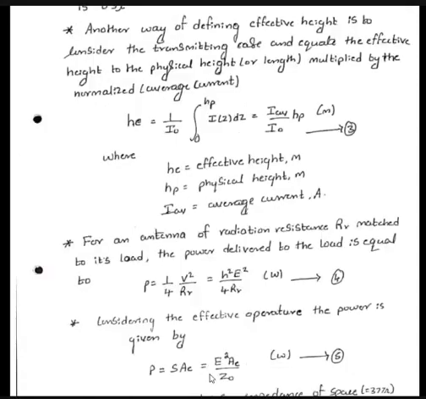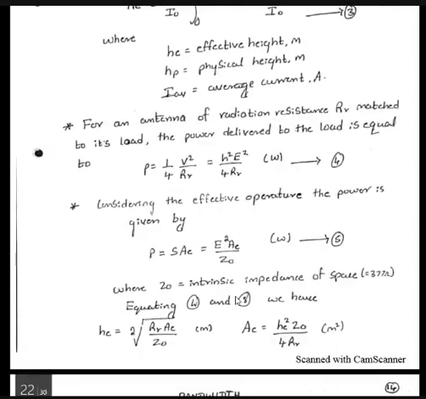So if I consider the antenna has a radiation resistance of RR, which is matched to its load, the power delivered to the load is equal to V square divided by 4 RR. You know the value of V: V is nothing but H into E. So H square into E square divided by 4 RR, equation number 4.